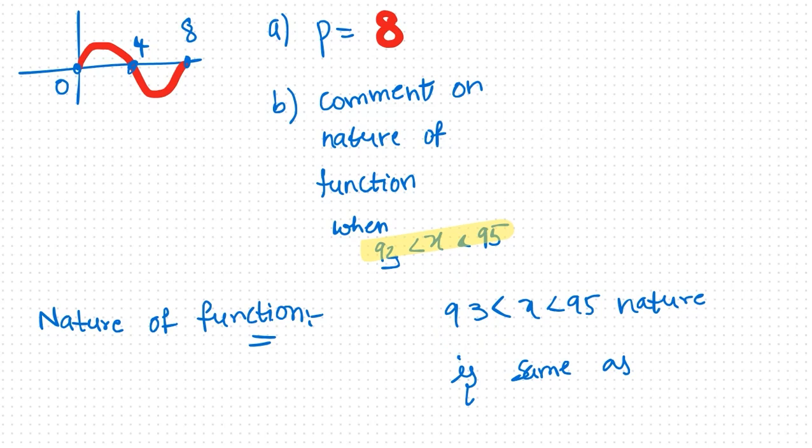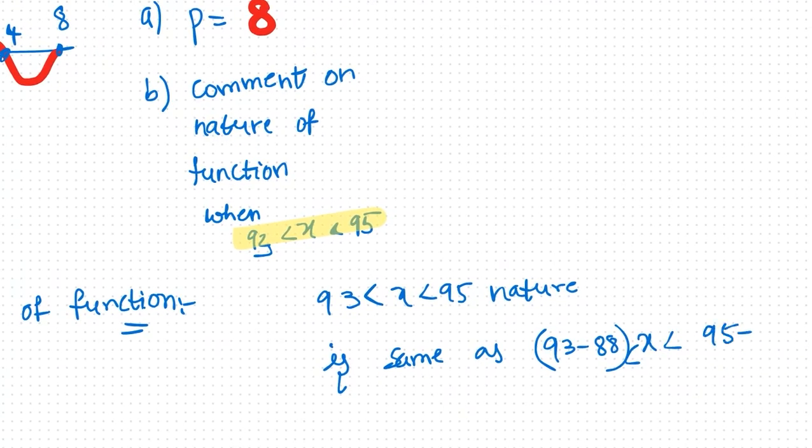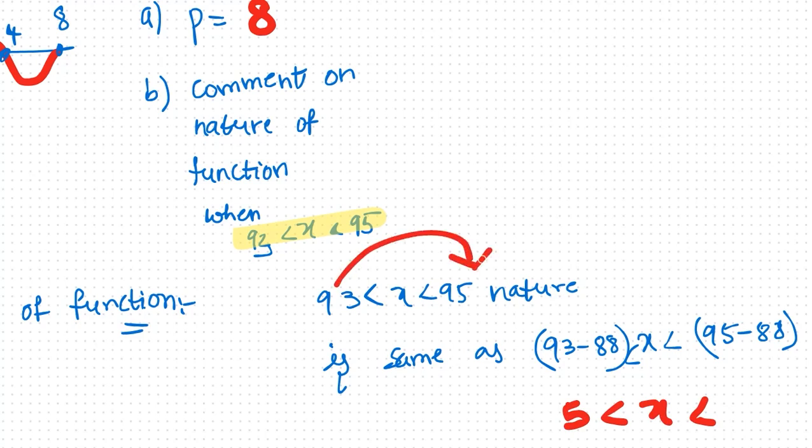Like 88. So if you subtract 93 minus 88, 95 minus 88. So basically this is the same as 5, and then 93 to 95 is plus 2, right? So 5 to 7.